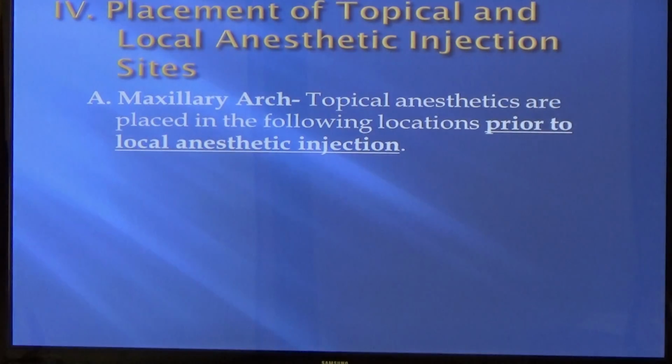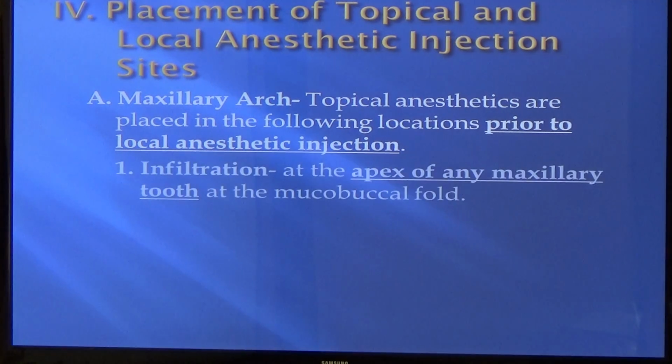Okay, placement of the topical anesthetic injection sites. These are the sites where you're going to apply it. If you're doing tooth number 2, you're going to put it somewhere. If you're doing tooth number 6, you're going to put it in a different spot. You don't just swab the whole area, you put it in a particular spot. Topical anesthetics are placed in the following locations prior to the local anesthetic injection. Why? To minimize the needle stick.